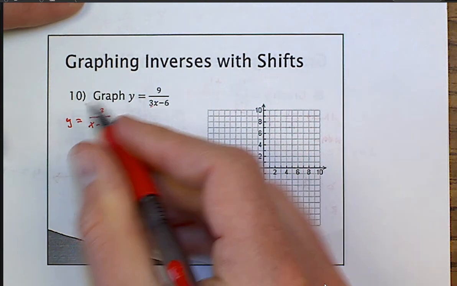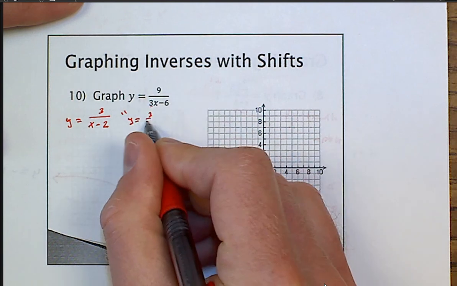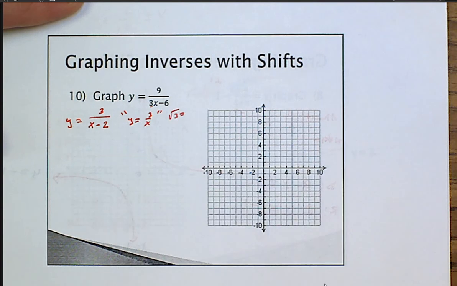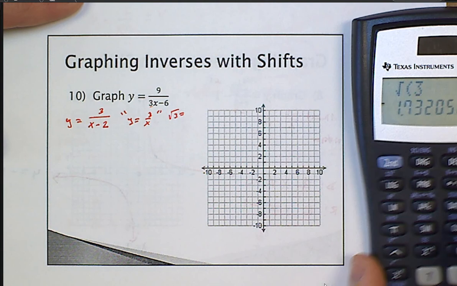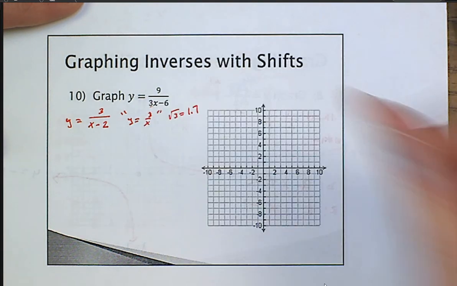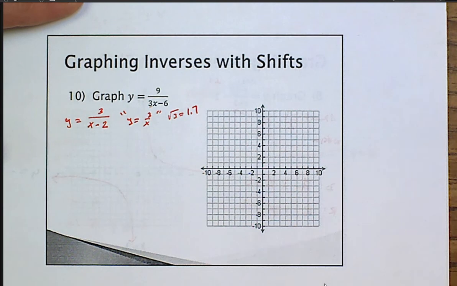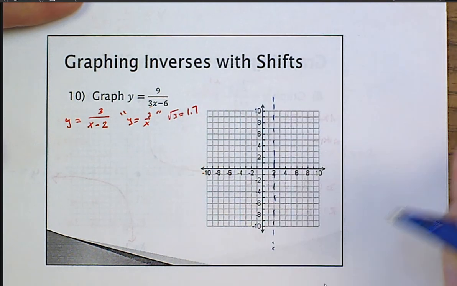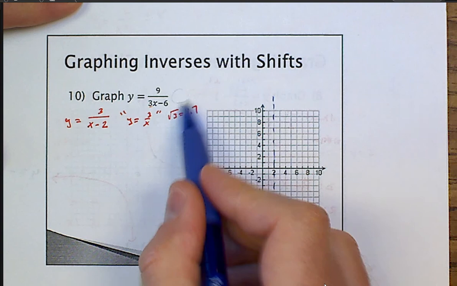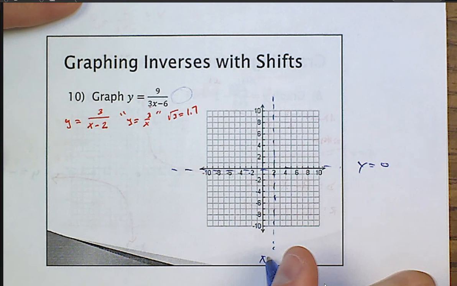What's the parent function? So the parent function, put it in quotes, is really 3 over x. So when I take the square root of 3, I get 1.7. So roughly 1.7. But I have a shift. My shift is to the right 2. Take my pen. To the right 2. I have no shifts up or down. So that's going to stay right at y equals 0. This is x equals positive 2. And there's my new origin right there.